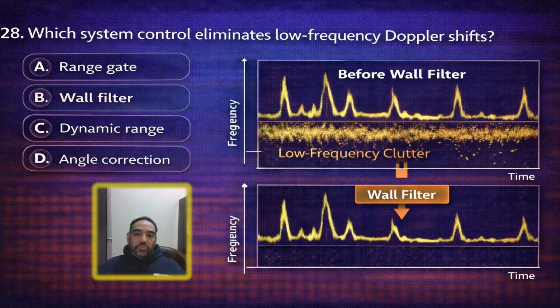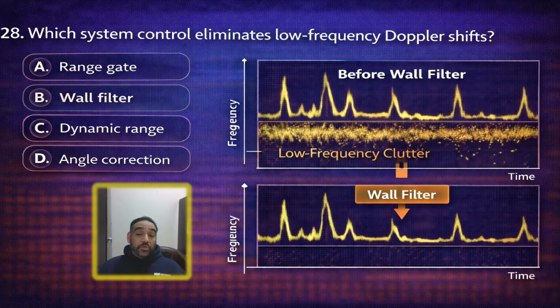Low frequency shifts typically come from vessel wall motion, cardiac wall motion, probe motion, and patient movement. These produce strong low frequency clutter signals that can obscure true blood flow. So the wall filter is a high pass filter. It removes low frequencies and allows high frequencies to pass, hence the name high pass filter. It allows higher frequency blood flow signals to pass, and that's exactly what the question was describing.